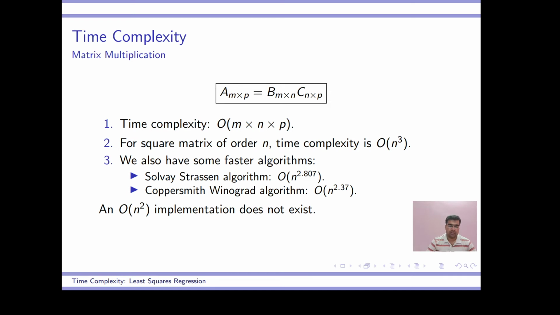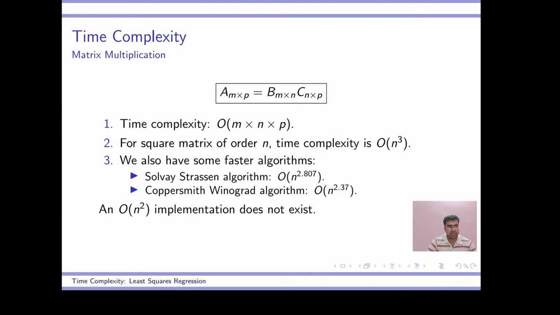Now in case the matrices B and C happen to be square matrices, then all these values will be equal to each other. Let's assume that m is equal to n is equal to p, okay? So in this case, if we have two different square matrices, each of order n, then this same matrix multiplication operation is going to proceed with a time complexity of order of n cube, okay?